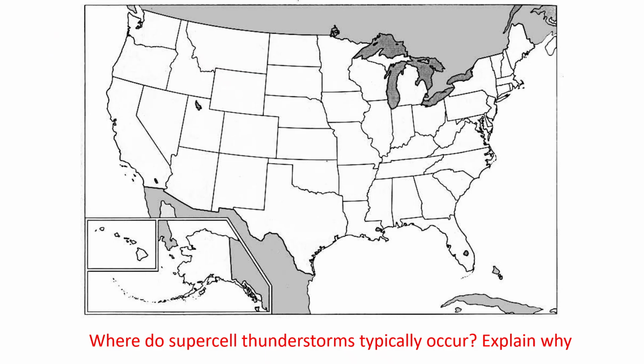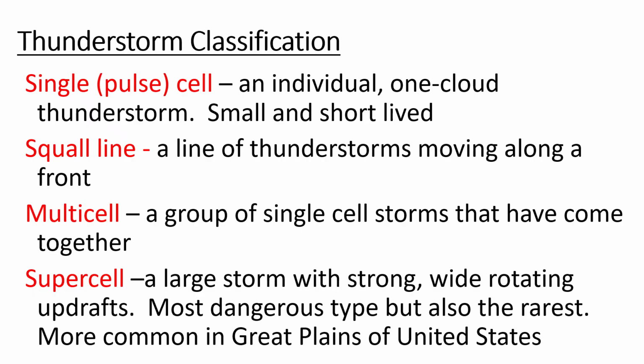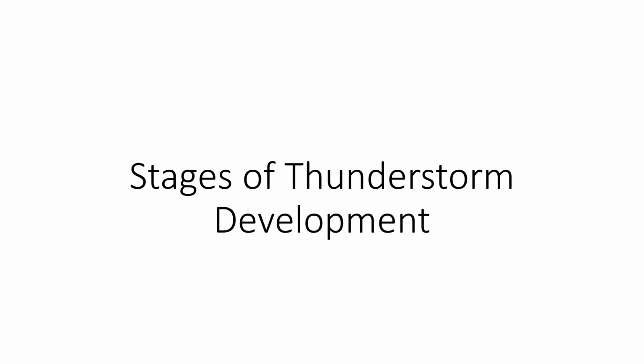Now, where do these supercells form? They typically form here in the Midwest. Why? Well, that's because that is kind of ground zero, where we have these two air masses meeting most violently. That's also right up along the point where the jet stream seems to fluctuate back and forth.